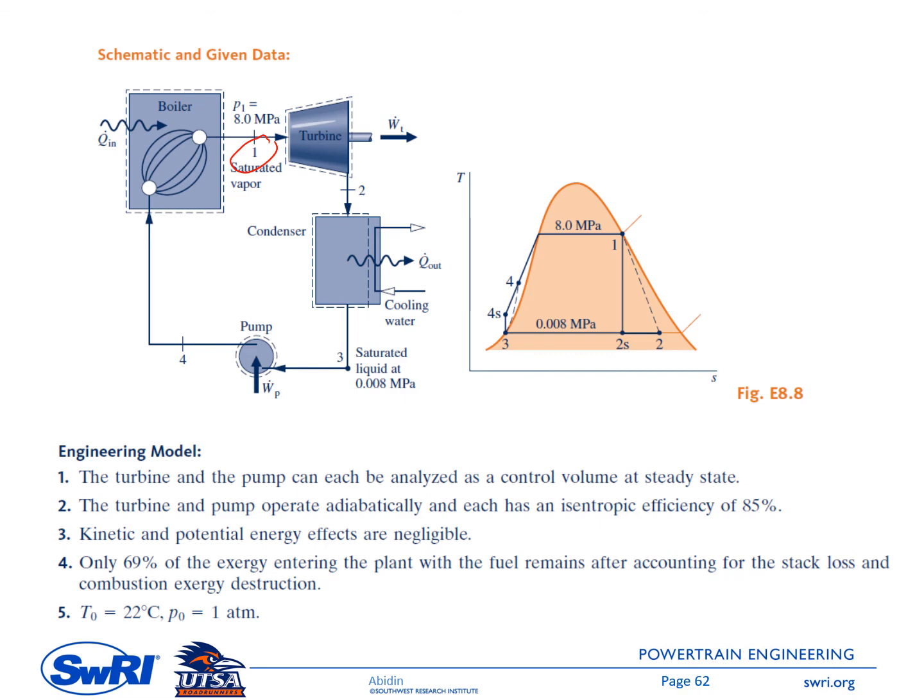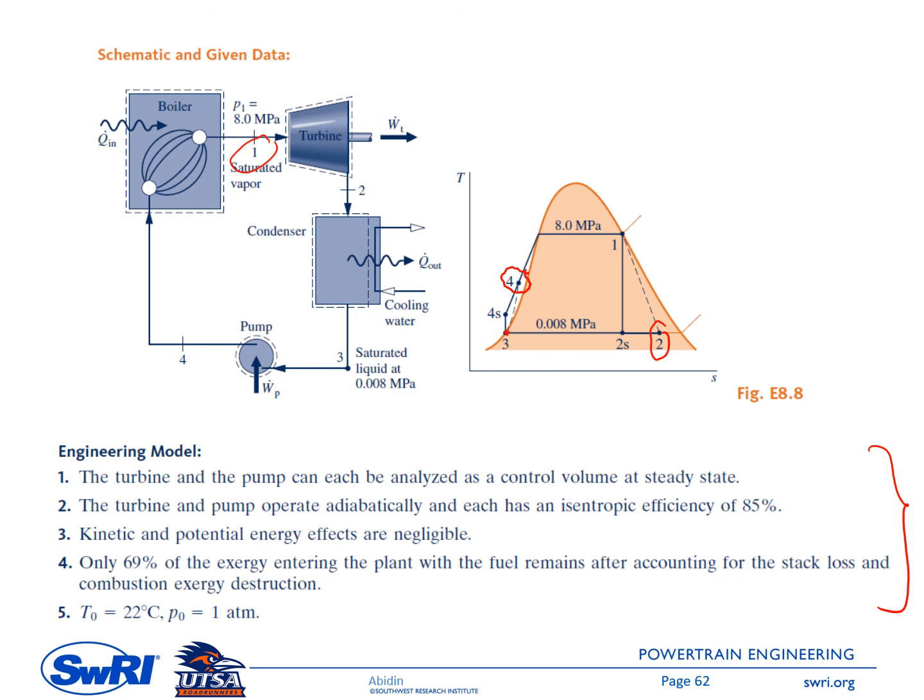And then state 2 is inside the dome. You can see here there is a dashed line in the T-S diagram, so it means there are irreversibilities inside the turbine. And for the pump, it enters at point 3. This is a saturated liquid. And then at the pump exit, state number 4. Because of irreversibilities inside the pump, state 4 is on the right side of state 3, so it means s4 is larger than s3. And this is the engineering model.